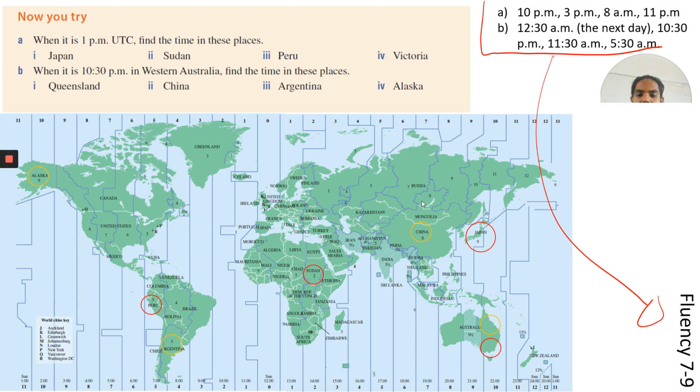So when it is 1 p.m. Universal Time, find the time in these places. So I've highlighted those regions to make this a bit easier for me. So remember, our UTC is this area here. Japan is east of UTC, so we are adding. And in this way, we are adding these numbers. Anything this way to the west, we are subtracting those numbers. So Japan is 9, so it's ahead by 9 hours. So we are going to add 9 to 1 p.m. So for A1, we're going to do 1 p.m. plus 9 equals 10 p.m.